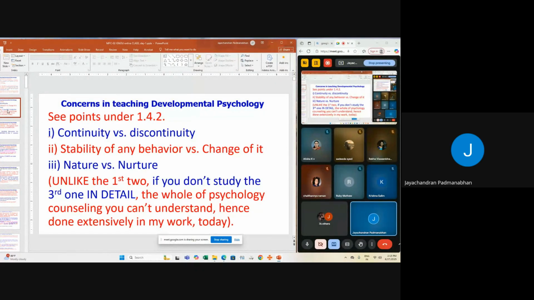Unlike the first two, if you don't study the third one in detail, that is the nature versus nurture, the whole of psychology counseling you cannot understand. Hence, done extensively in my work today. For example, in a counseling, you will have to do the nature and nurture concepts without knowing, as if you are teaching. Because a person will understand at the end of this class that you cannot find fault in others, because everyone is nature and nurture. That is why these introductions are given.